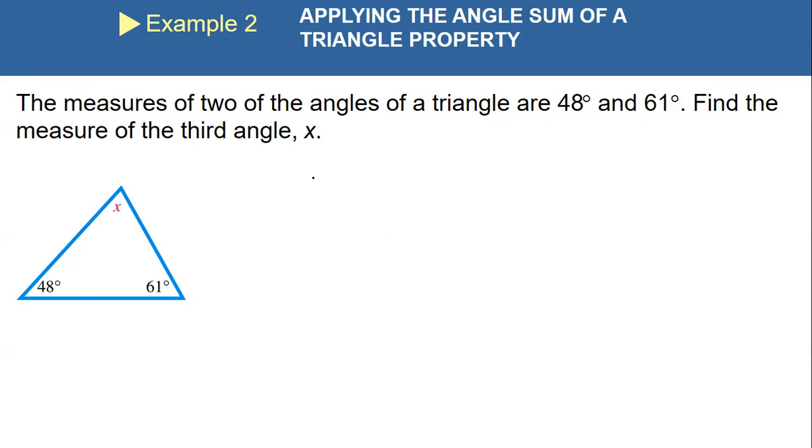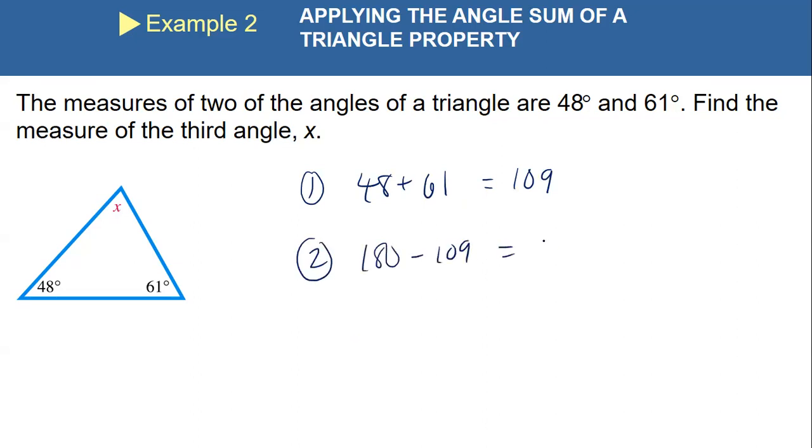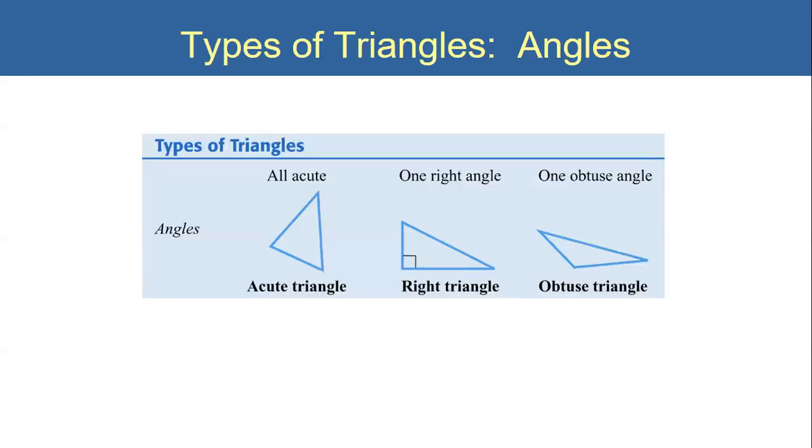All right, so first thing we should do is just add 48 plus 61. 48 plus 61 is going to give us 109. Second, we're going to do 180 minus 109, and we get 71. Bam, there's our missing angle. Ta-da! Angle sum. All right, let's keep going with triangles.